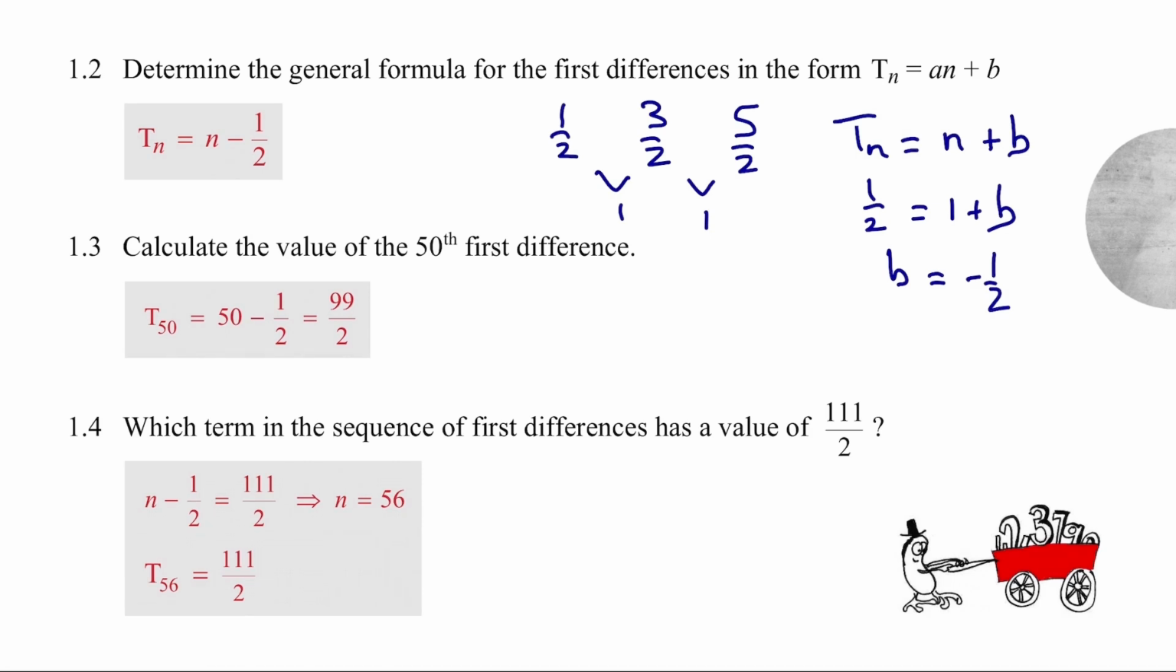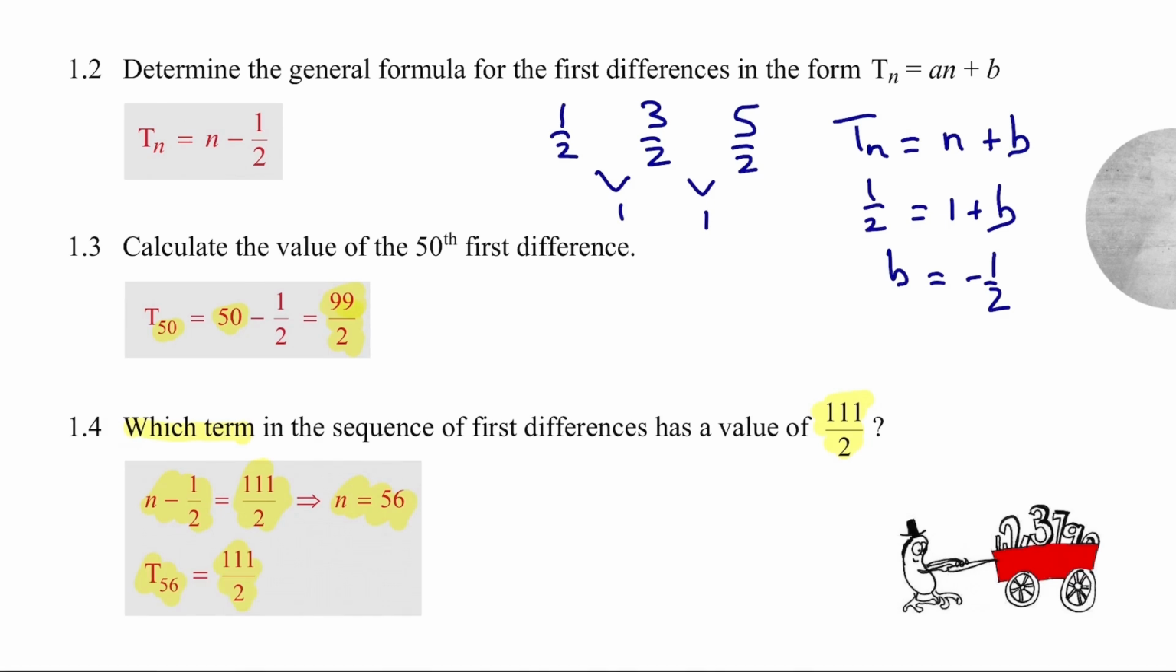We can use that formula to work out the value of the 50th first difference by simply substituting 50 into the position of n. So our value will be 99 over 2, or if you prefer, 49,5. The next question asks us which term has a value of 111 over 2. We equate the formula n minus a half with 111 over 2 and work out that n is 56. To answer that correctly, you need to make the last statement and say the 56th term has a value of 111 over 2.